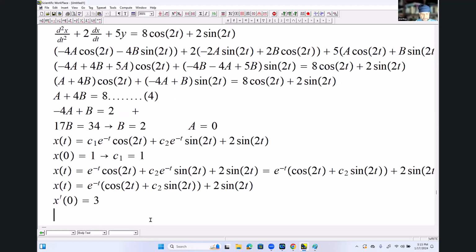Okay, see, and that's right. So since x prime at 0 is 3, what we have is x prime at 0 will be 3, right? And this guy, oh man, oh no, I didn't differentiate it yet. I'm so sorry, Aaron. I have to differentiate it, right? And then I can put this in.